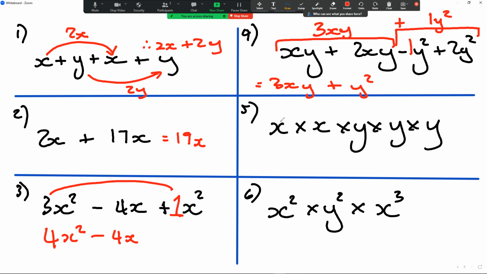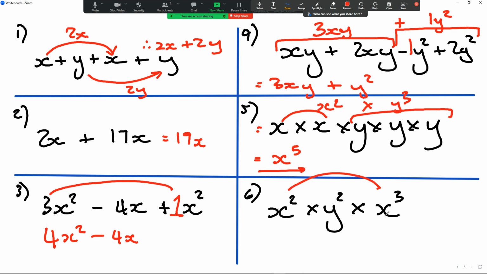For question 5, I got x plus x, which will get me x squared, and then y plus y plus y will become y cubed. So I got x squared times y cubed, which will become x to the power of 5 over. Okay, now next, x squared plus x cubed becomes x to the power of 5, and then y squared will be like that.